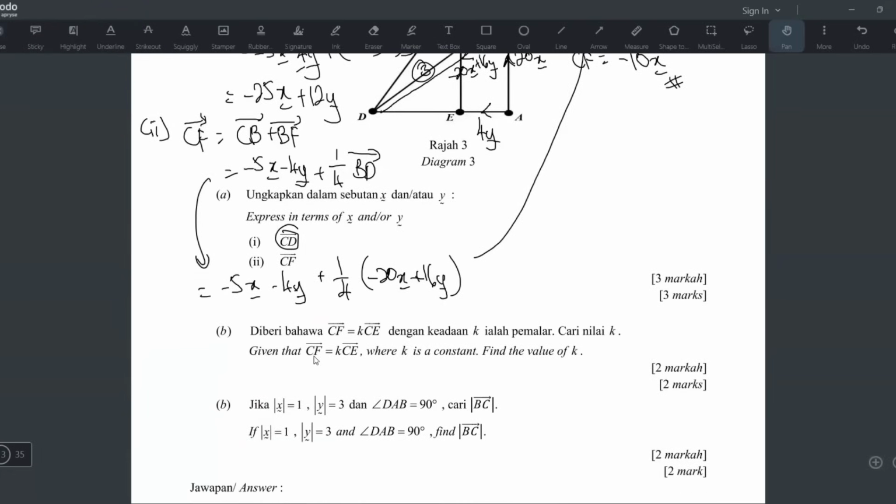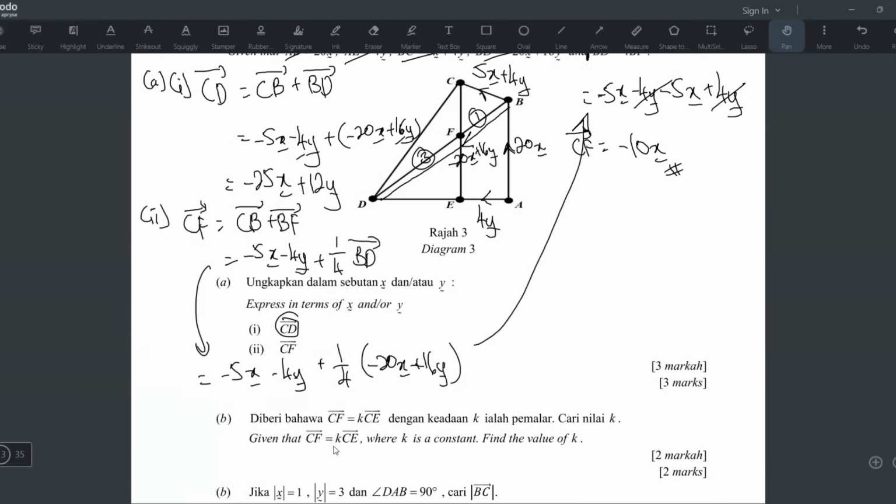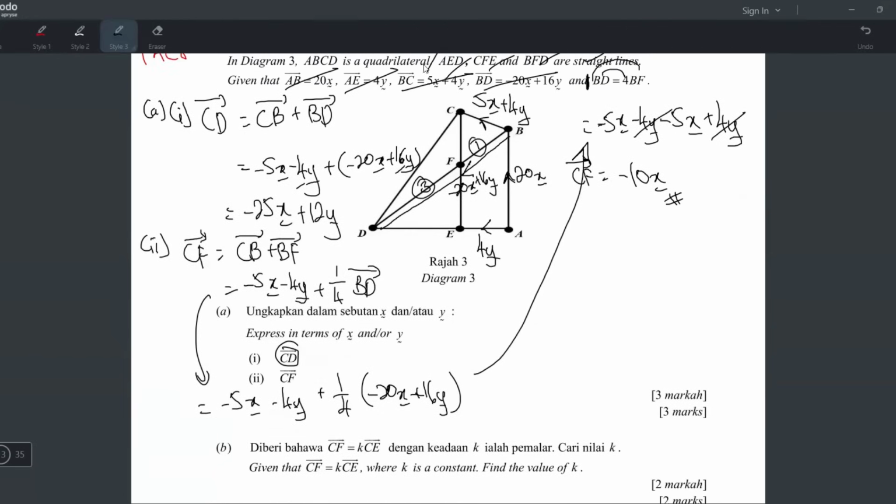Given that vector CF equals to KCE, and then find the value of K. Okay, maksudnya vector CF dengan vector CE tu parallel lah. Because bila dua-dua vector ni boleh sama dengan, means dia parallel. So let's double check. CF dekat sini. CE is the whole line.